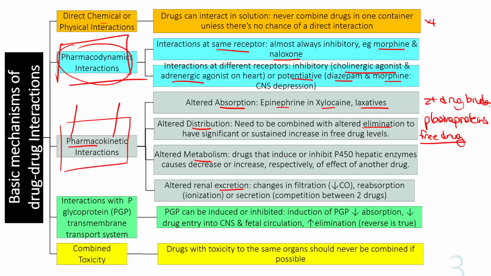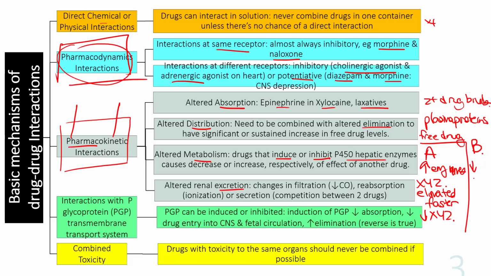Altered metabolism. There are drugs that increase and other drugs that decrease the amount of hepatic enzymes that are able to metabolize drugs. And so you have drug A causing an increase in the enzymes. It means that drug XYZ is eliminated faster, is metabolized faster, and so the effects of drug XYZ decrease. On the other hand, we know that drug B decreases the hepatic metabolic enzymes, and so what happens is XYZ basically stays in the active form longer, and so the effects of XYZ are increased in terms of their duration.